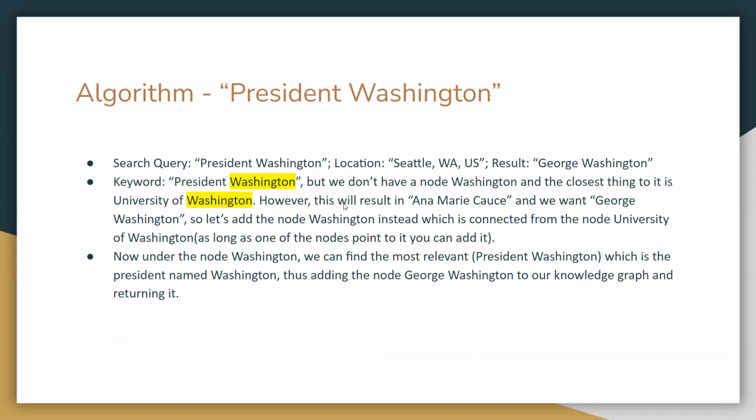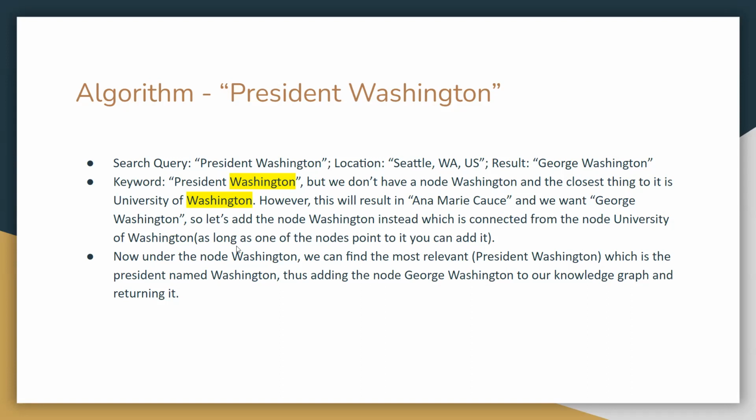For "President Washington," the search query is "President Washington," the location is Seattle, Washington, US, and the result we want is George Washington. The keyword from "President Washington" is Washington, but we don't have a node Washington, and the closest thing to it is the University of Washington. However, this will result in our previous one, which is Anna Mari Kaus, and we want George Washington. So let's add the node Washington instead, which is connected from the node University of Washington.